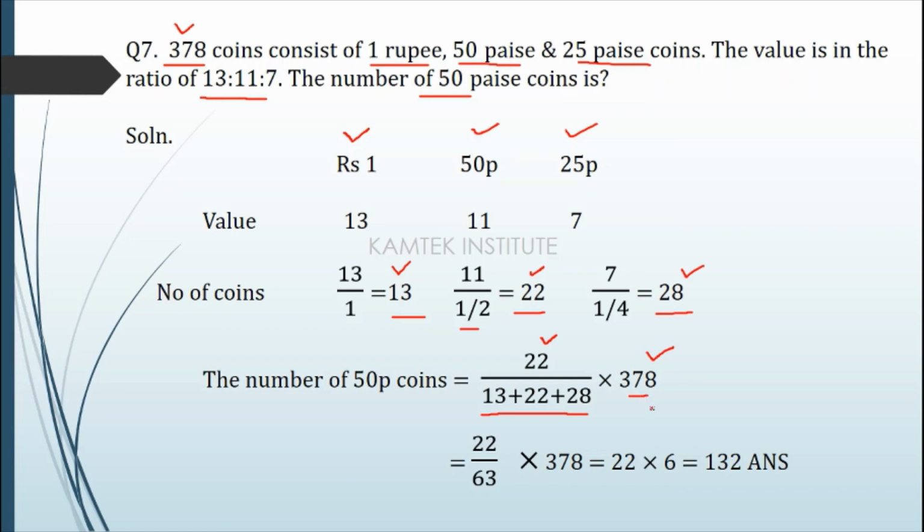Fine. Once we have done that, by adding 13, 22 plus 28, we get 22 upon 63 multiplied by 378. We know 63 ones are 63 and 63 sixes are 378, and 22 into 6 is 132. So this is the answer, and we got 50 paisa coins which are 132 in number, and this is the answer we are looking for. I hope it is simple, it is clear to everybody. In case you still have any issues and are not able to understand, I request you to repeat the video once again. Okay.